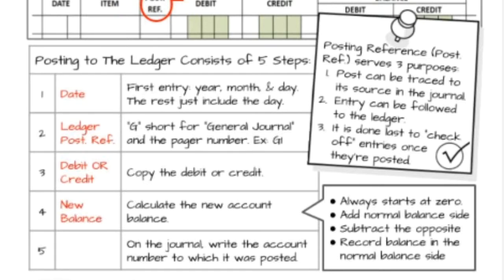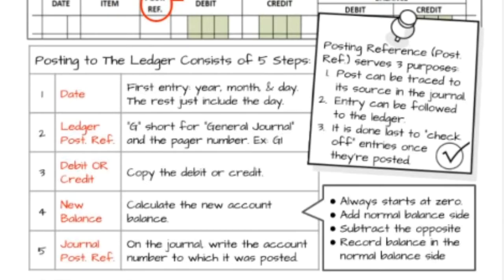Fourth step is to calculate the new account balance. Now, account balances in the ledger always start at 0. You add the normal balance side, you subtract the opposite of the normal balance side, and you always record the balance in the normal balance side of the balance section. Now, if that's confusing, that's okay. We're going to go through a bunch of examples, so stay tuned.